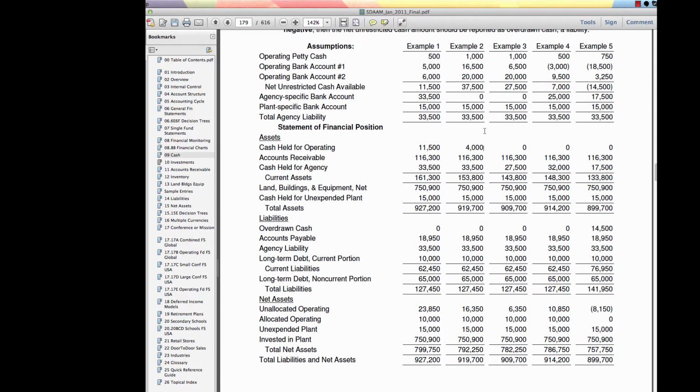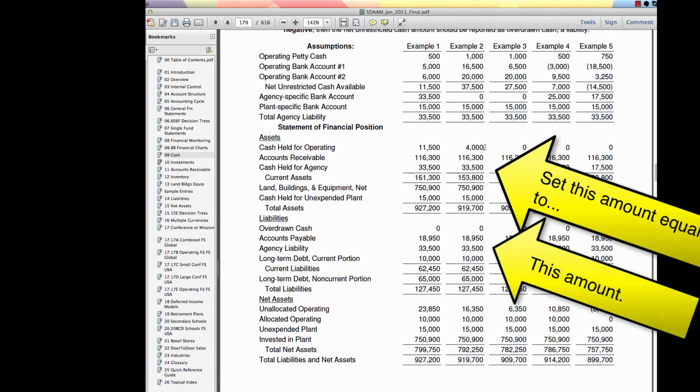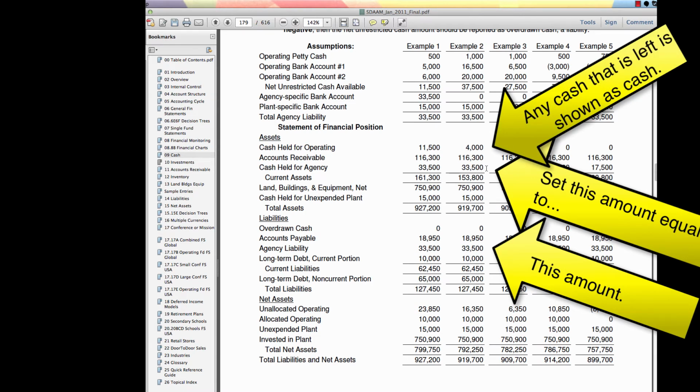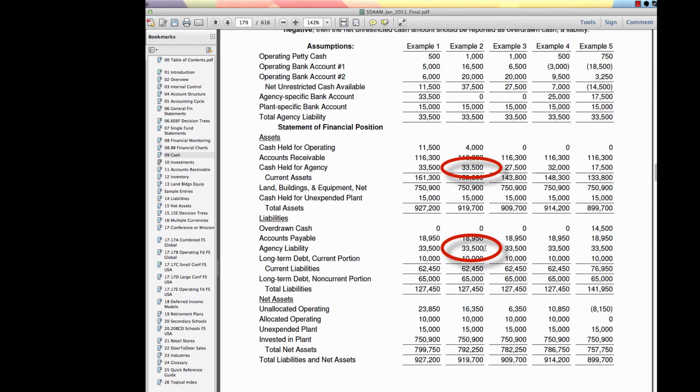Cash is $4,000 and cash held for agency is $33,500. So any of this cash up to the amount that the liability is shown as cash held for agency, and any above that is shown as cash for operations. So you can see cash held for agency equals the agency liability there.